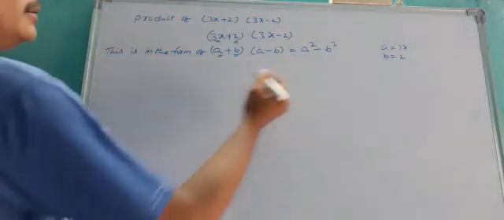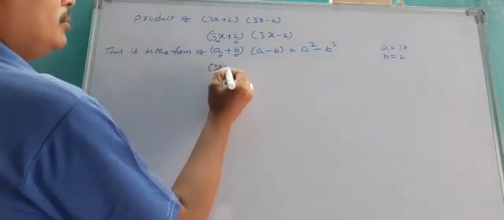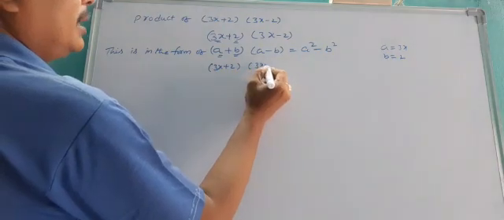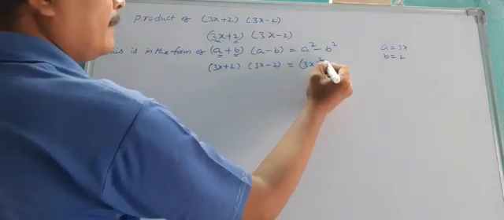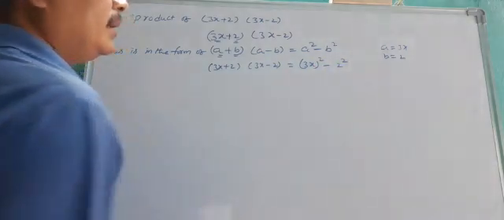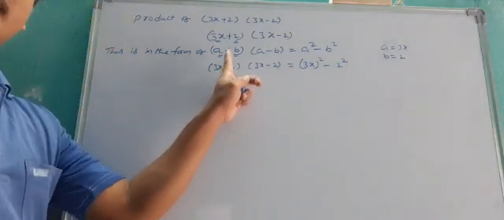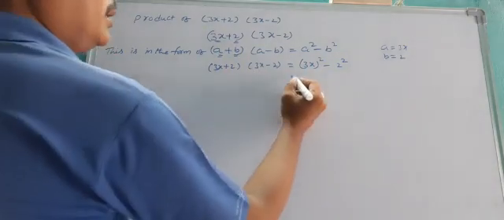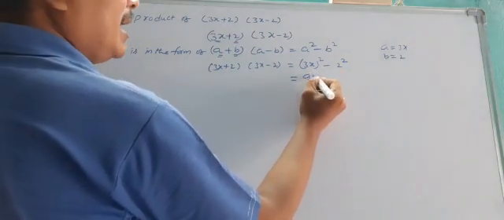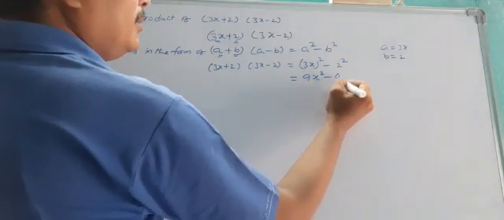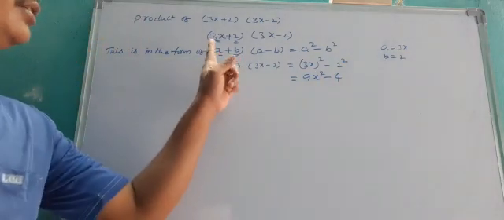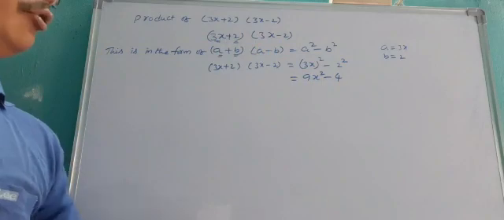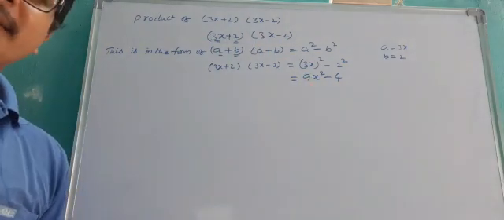Substitute it. So 3x plus 2 into 3x minus 2 equals 3x whole square minus 2 square, because here a equals 3x, b equals 2. So 3x whole square means 3 square means 9x square, 2 square means 4. So simplification of product of these two binomials equals 9x square minus 4.